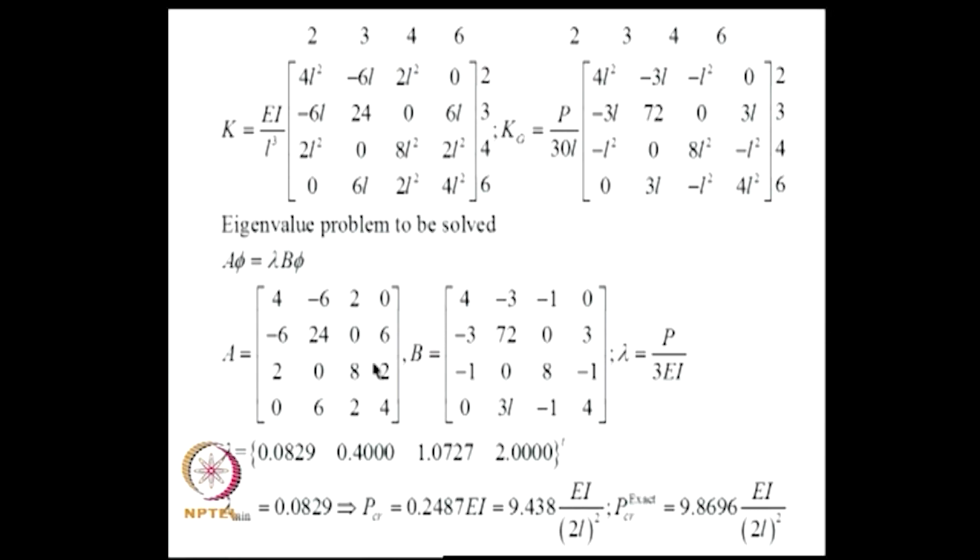If I solve this problem, I get these 4 eigenvalues, and similarly by using the smallest of these eigenvalues, the P critical using this method turns out to be 9.438 EI by L square, where L is 2L here, and this compares much better with the exact solution, because we have increased the degrees of freedom.